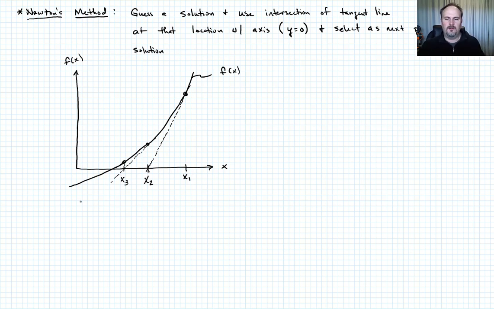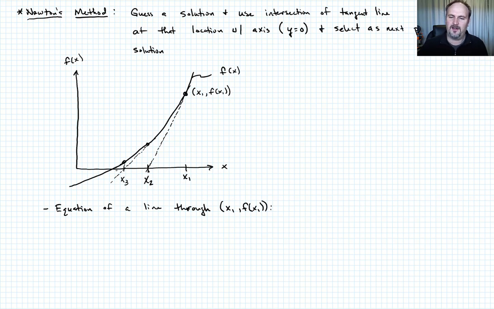So what do I want to do? Well, my first guess is I need an equation for the line. This first point is x1 and f of x1, right? That's the location of that point. So I need to figure out the equation of a line that's tangent to the curve through that point. Let me remind you back to algebra what the equation of a line through x1, f of x1 is.